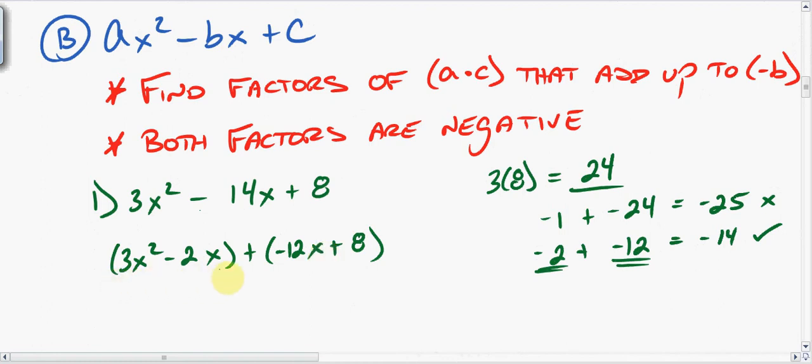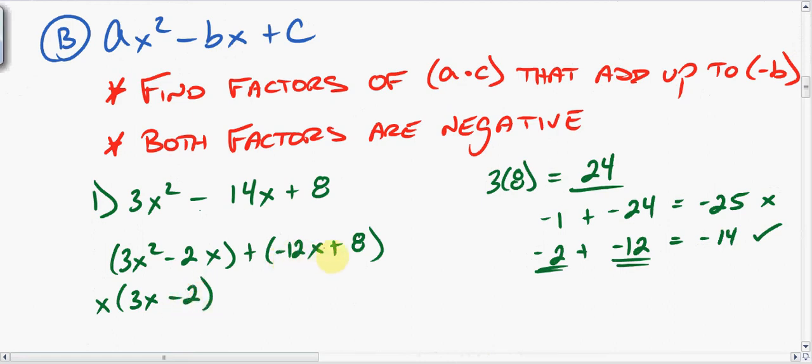Look for your GCF. The only common factor between 3 and 2 is 1, and I can pull out an x. I'll pull out a 1x. 3x squared divided by 1x is 3x. Negative 2x divided by x is negative 2.